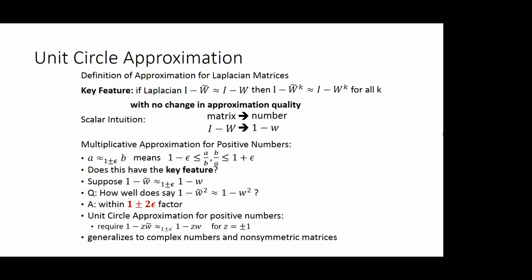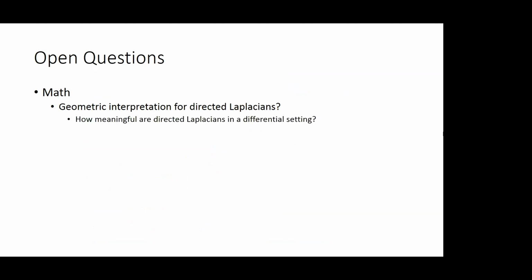Yeah, and so that's sort of how unit circle approximation works, at least at a high level. So now I'm just going to mention a couple of open questions that are related to the things I've been talking about today. From a mathematical perspective, you could ask some very interesting questions about directed Laplacian matrices. For example, is there a nice geometric interpretation for directed Laplacian matrices, analogous to the undirected setting? I mentioned briefly that undirected Laplacian matrices are a discretization of the Laplace operator.